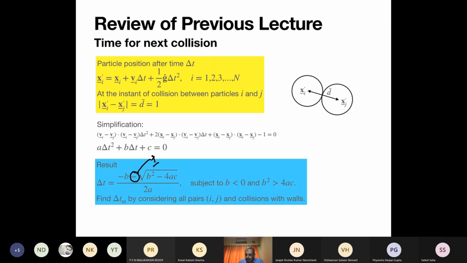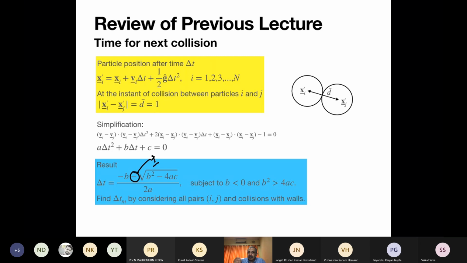The term in the brackets is always going to be less than b, since both a and c are positive. So the square root of b squared minus 4ac is always going to be less than b. So you'll get two positive roots if these conditions are satisfied.